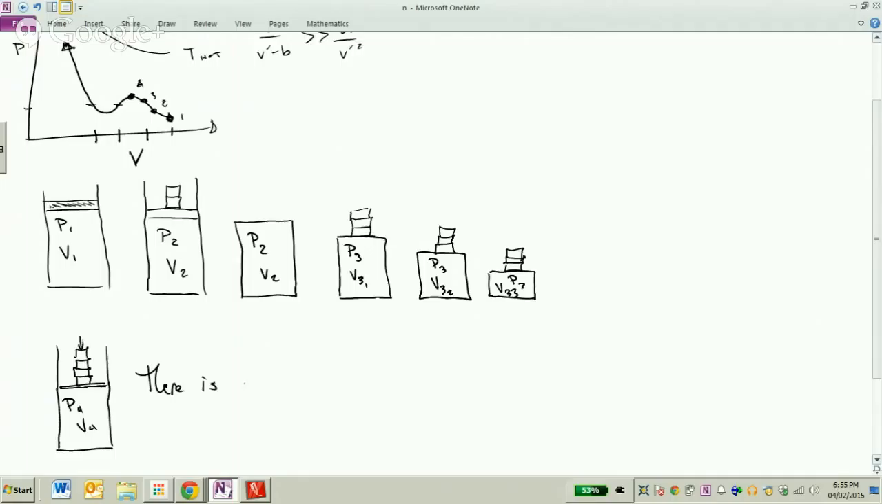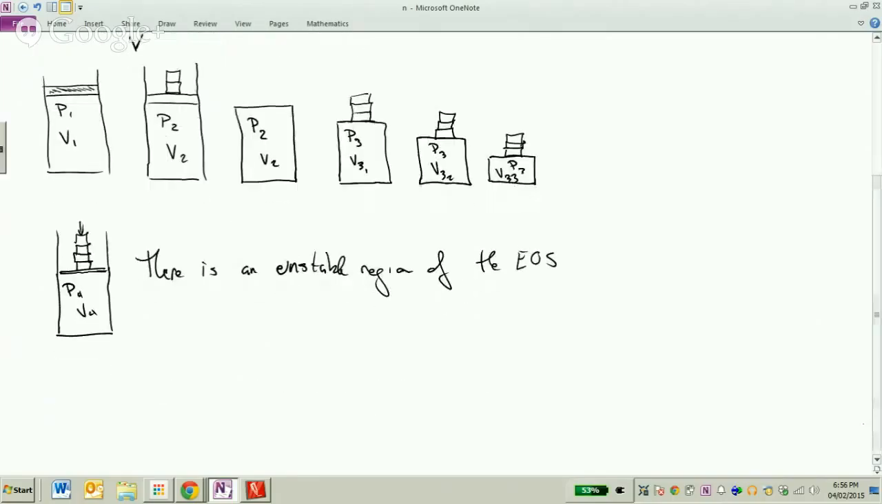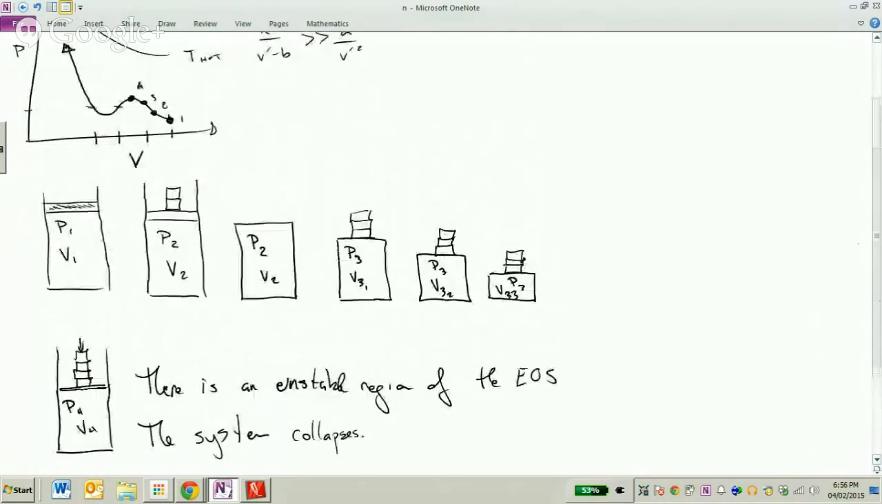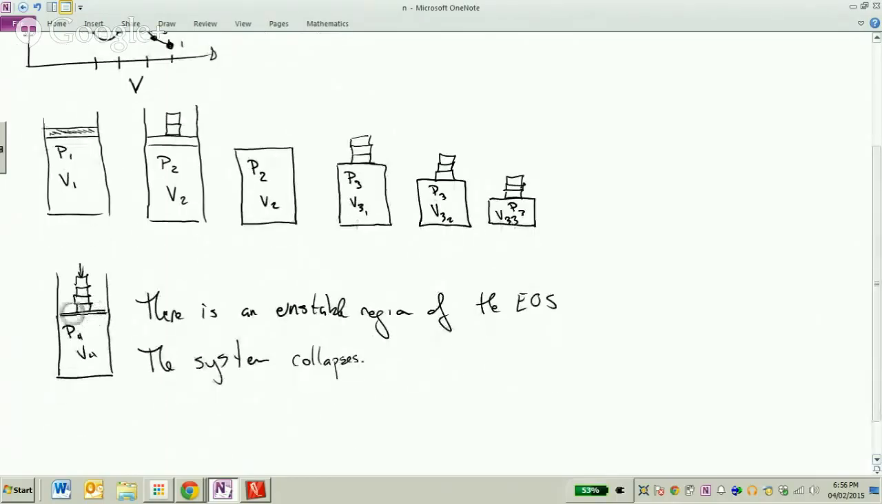So there is an unstable region of the equation of state, which is also problematic. The system collapses. So these are the problems with a curve like this, right? You have multiple values of volume which give the same pressure. So it seems like there's 3 different places where this can happen. And moreover, it's clear that the system is unstable with respect to small perturbations.